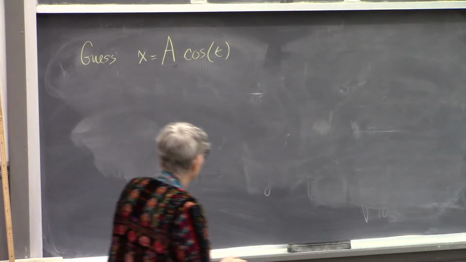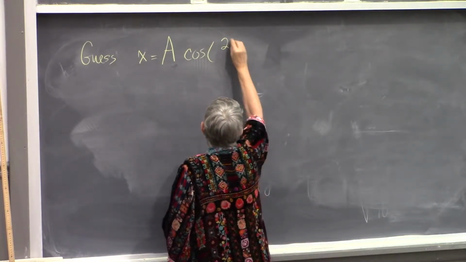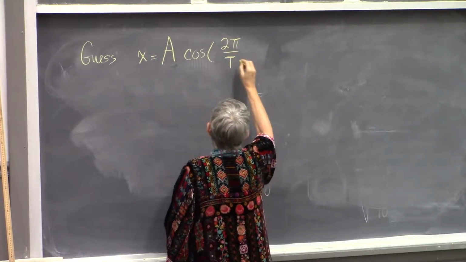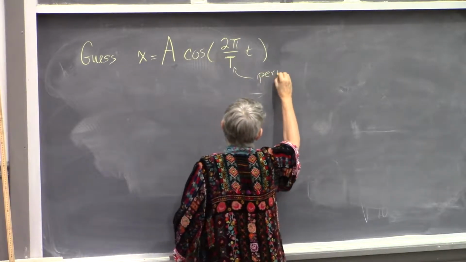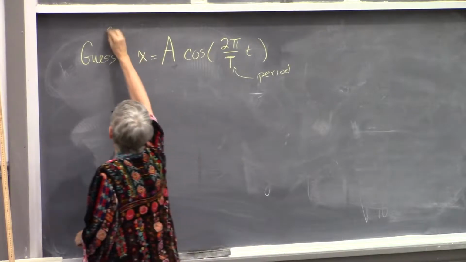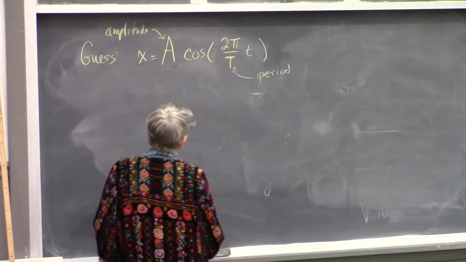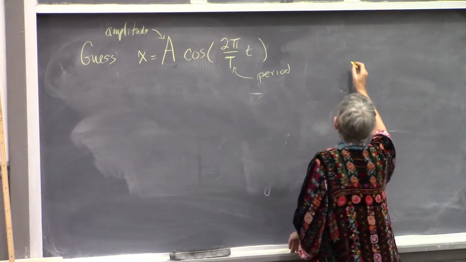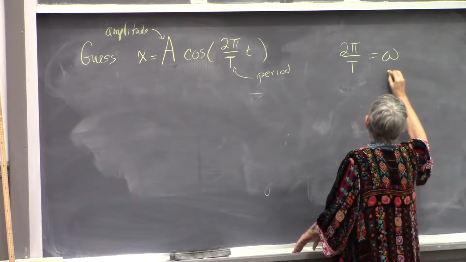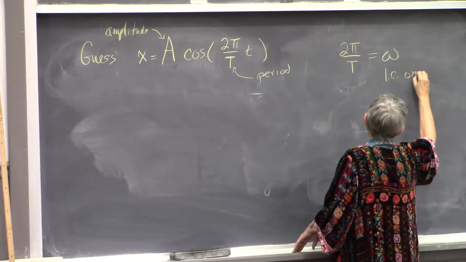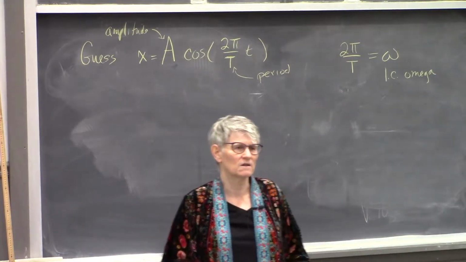So we need to put in something here, so we really want something that's 2 pi over the period times t. We use a capital T for the period. This is called the amplitude. And conventionally, this thing, 2 pi over T, is symbolized by the Greek lowercase omega, which is an angular frequency. It has units of radians per second.